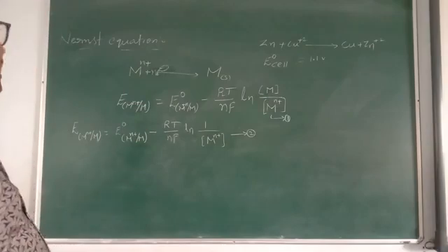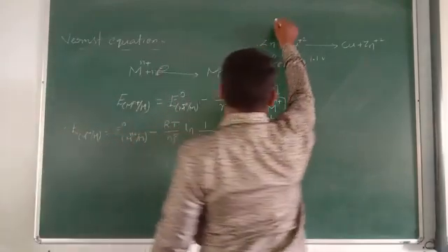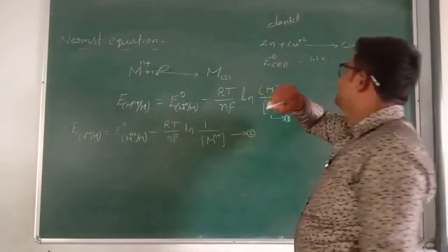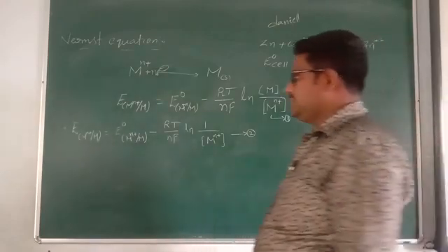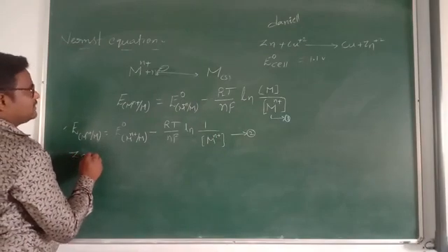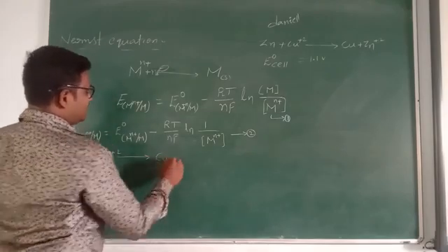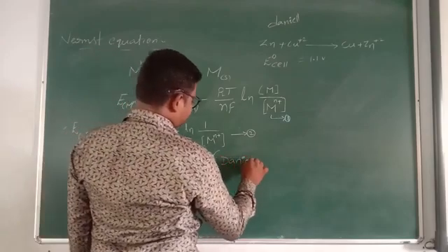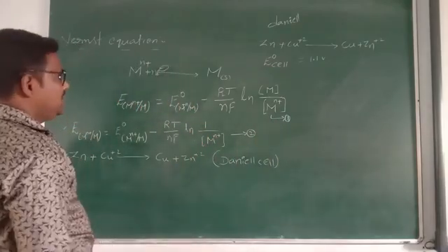Now if we apply this Nernst equation to the Daniell cell, we will get an equation. Zinc reacts with copper ions to give copper metal and Zn plus 2. This is called the Daniell cell. If we apply this equation to the Daniell cell, what will we get?